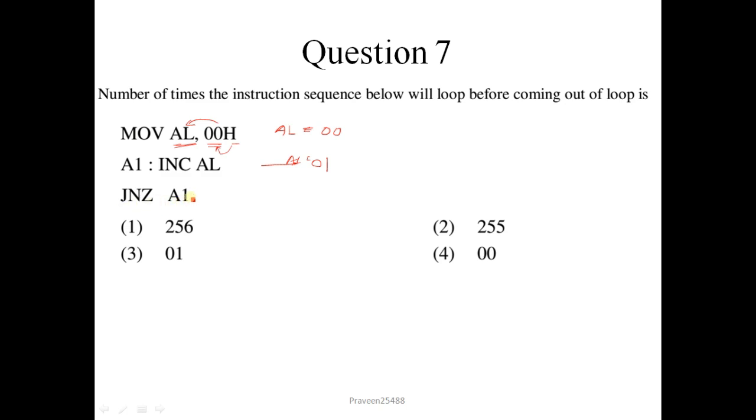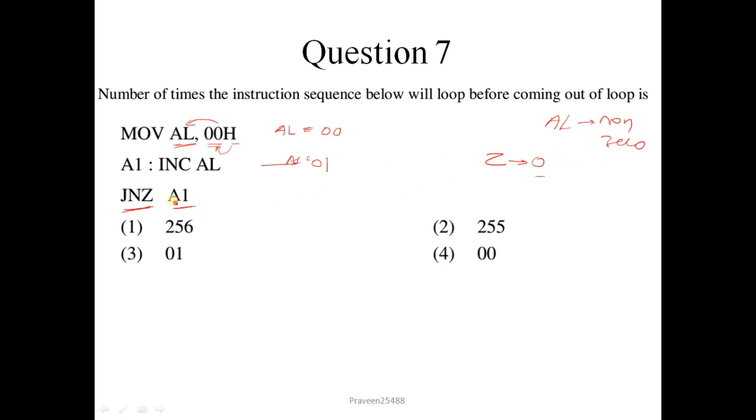JNZ A1. This is a jump instruction. The operation of this instruction is that JNZ jumps if non-zero. When the zero flag is 0, it will jump to the address which is given here. This address indicates the address of the instruction in the program. It jumps when the contents of the accumulator or register are non-zero. When it becomes 0, our zero flag will be set and indicates that the register contents have become 0.